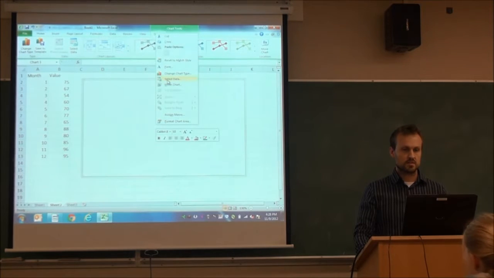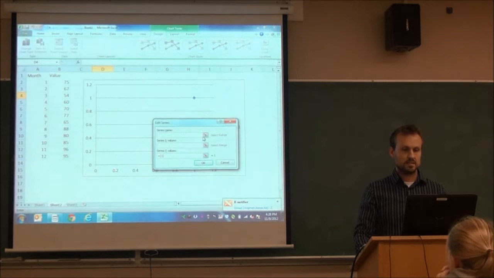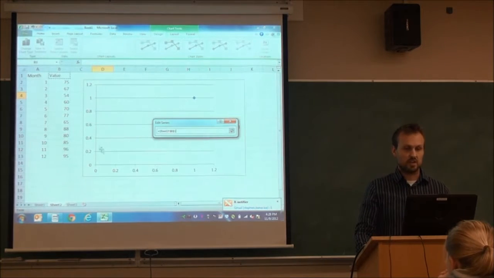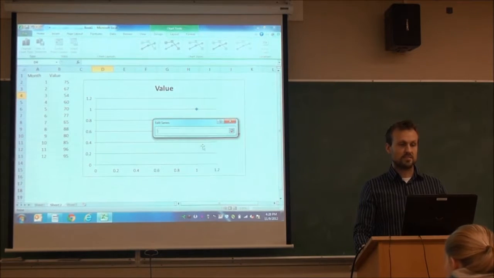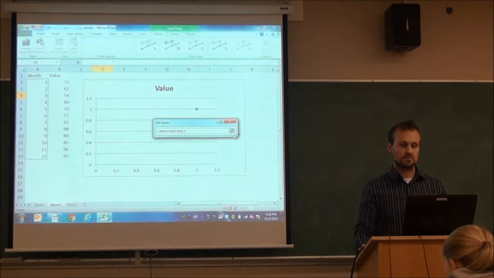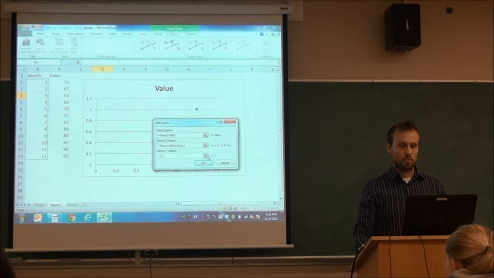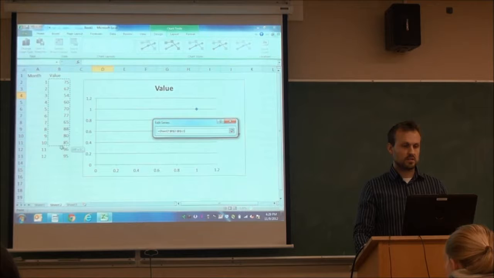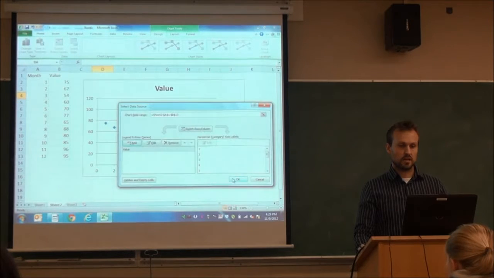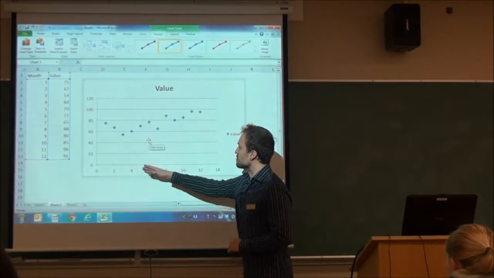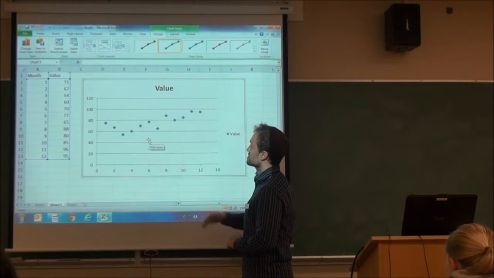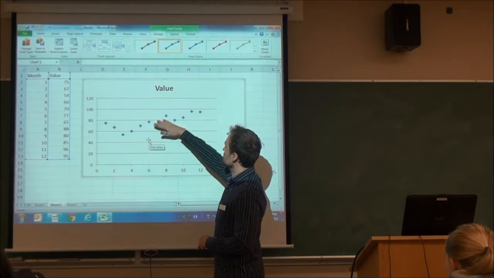Right click, select data. Let's add. Give a name, I don't really care, value. The value of the stock is what I'm tracking. The X values are the month values, the number of months. The Y values are all the values of the stock corresponding to the months. Okay. So that's how the value of the stock changed as the year progressed. Now I see there is a growth.